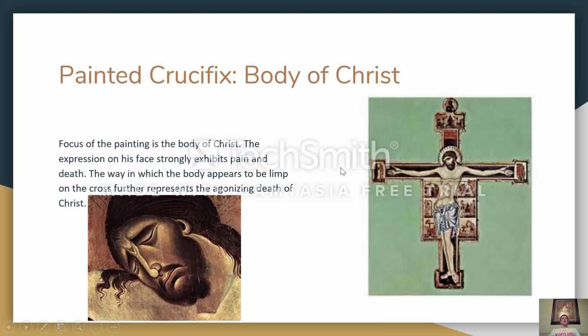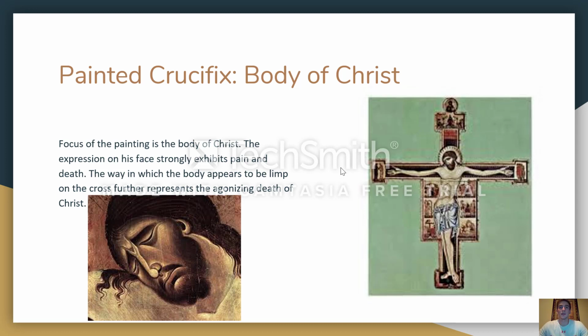So, the body of Christ. Like I said, about the middle of the painting, I feel like this tells a lot of information about this painting. So, like I said, this is a slide of the body of Jesus. You can notice that his body's sagging and it just looks exhausted.